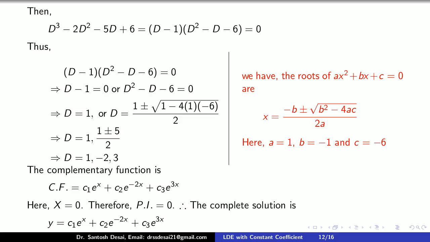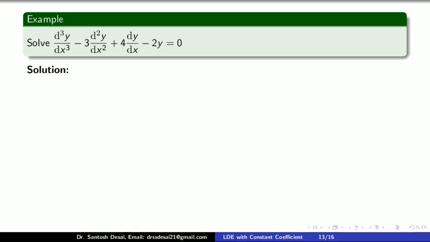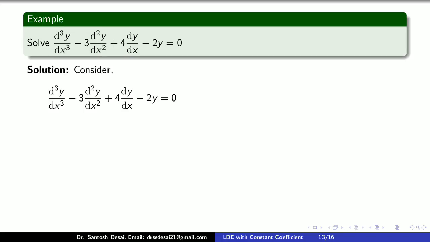And this is the required answer. Now let us consider one more example. Solve d cube y by dx cube minus 3 d2y by dx square plus 4 dy by dx minus 2y is equal to 0. Now again let us consider the given equation as it is. Now write down the auxiliary equation.